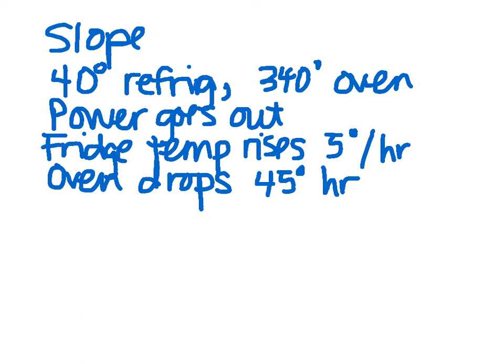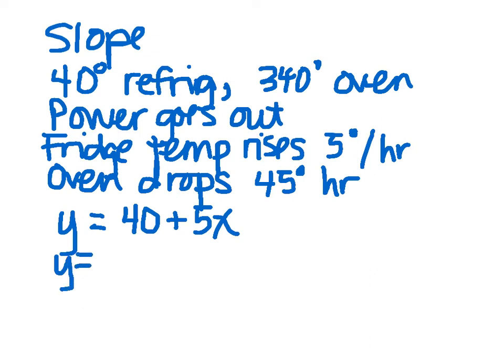So if we express the temperature as y, for the refrigerator, the starting temperature is at 40, and then it goes up 5 degrees per hour. So we would call this 40 plus 5 degrees for every hour. And note, that is the same thing as y equals 5 degrees per hour plus 40.